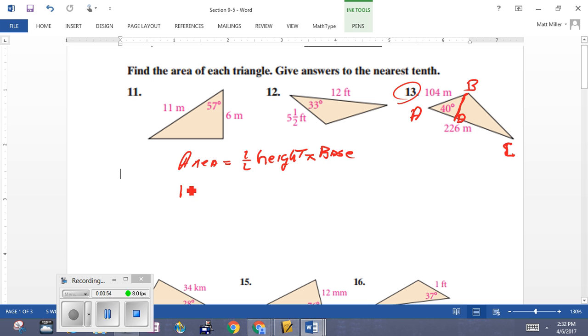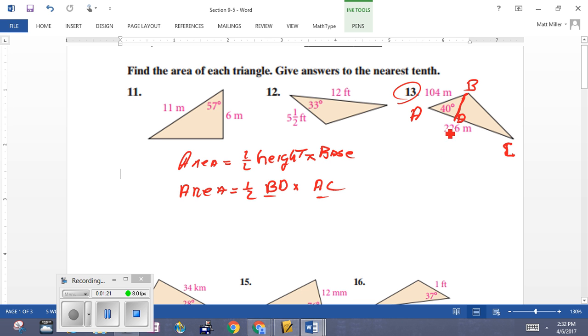So if I come over here, I say area is equal to 1/2 the base, which is the height, which is BD, and my height, or my base is AC, right? So that tells me what pieces I need. Well, I have AC, but BD I need to find. So I'm going to use my trigonometry to find that, right?